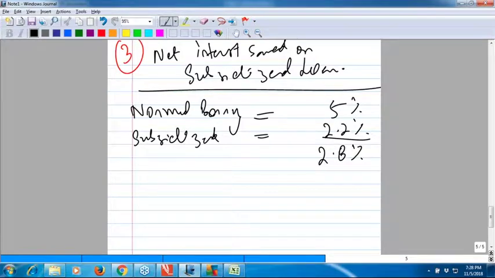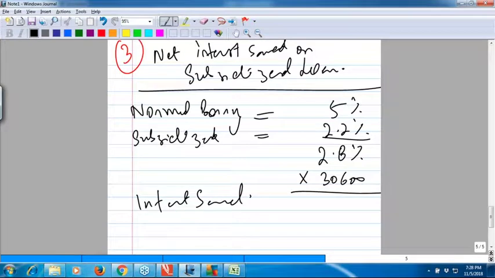Now, what is going to happen? As I mentioned, the normal borrowing is 5% and the subsidized rate loan is 2.2%, so there is actually a 2.8% saving. This 2.8% saving is on a loan of 30,600. So when you save the interest, the interest saved per year is going to be 856.8.